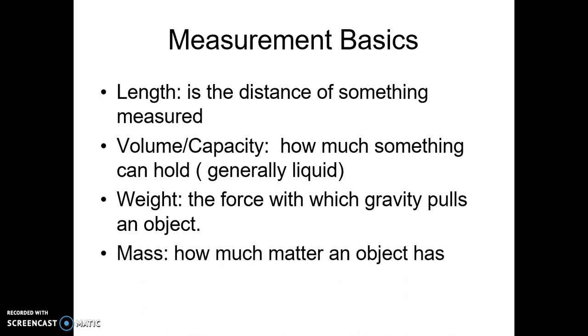Mass. People usually get confused between weight and mass. Mass is how much matter an object has. So what's the difference between weight and mass? Weight is the force with which gravity pulls an object, and mass is how much matter an object has.